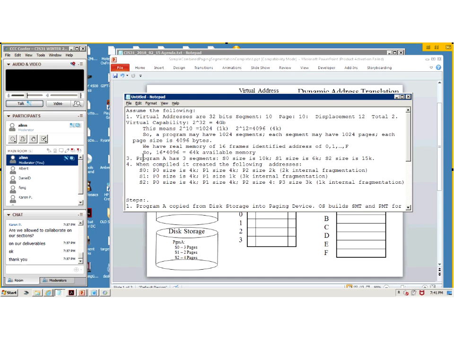So program A, in this example here, has 3 segments: segment 0, segment 1, segment 2. Segment 0's size is 10K. Okay, that segment is 10K. Segment 1's size is 6K. Segment 2's size is 15K.